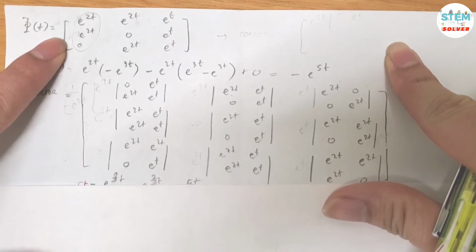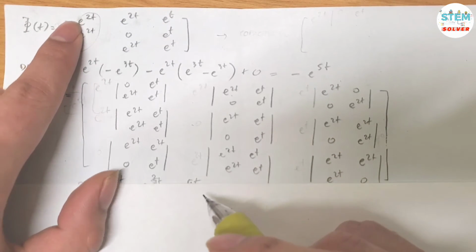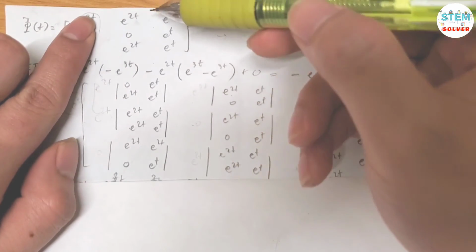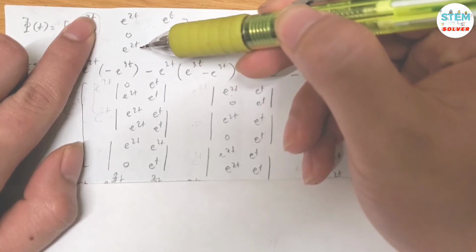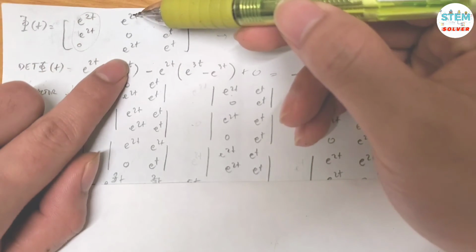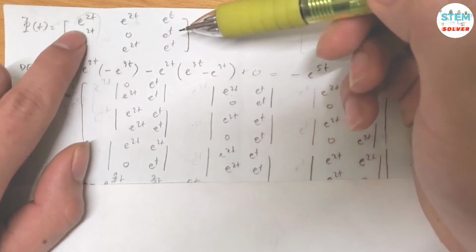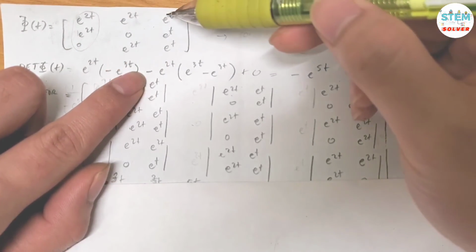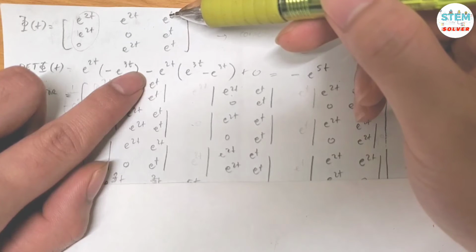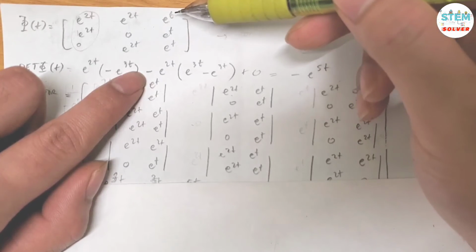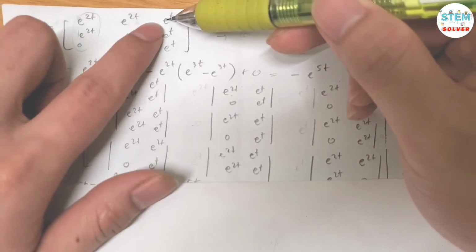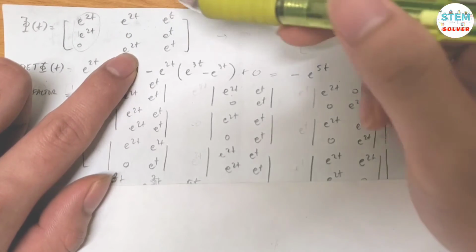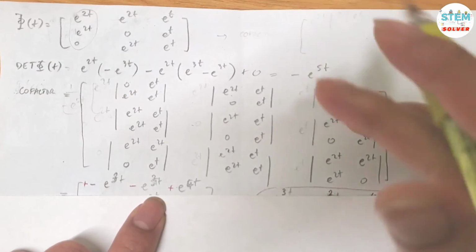So how? Let's take a look at the first entry of the first row. Cover, block this column, block this row. You have the matrix 0, e to the 2t, e to the t, e to the 2t, e to the t. For the second entry, block this column and this row. You have this matrix e to the 2t, e to the t, 0, e to the t. For the third entry of the first row, block this column, block this row. You have e to the 2t, 0, 0, e to the 2t, and then you repeat this for the rest. It will give you this matrix.